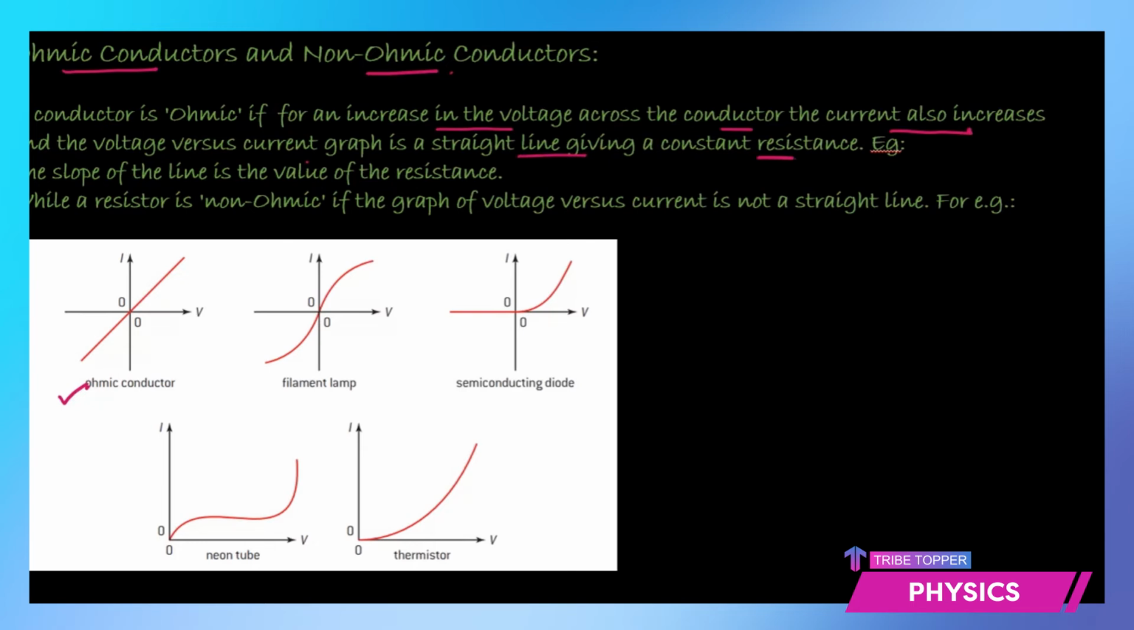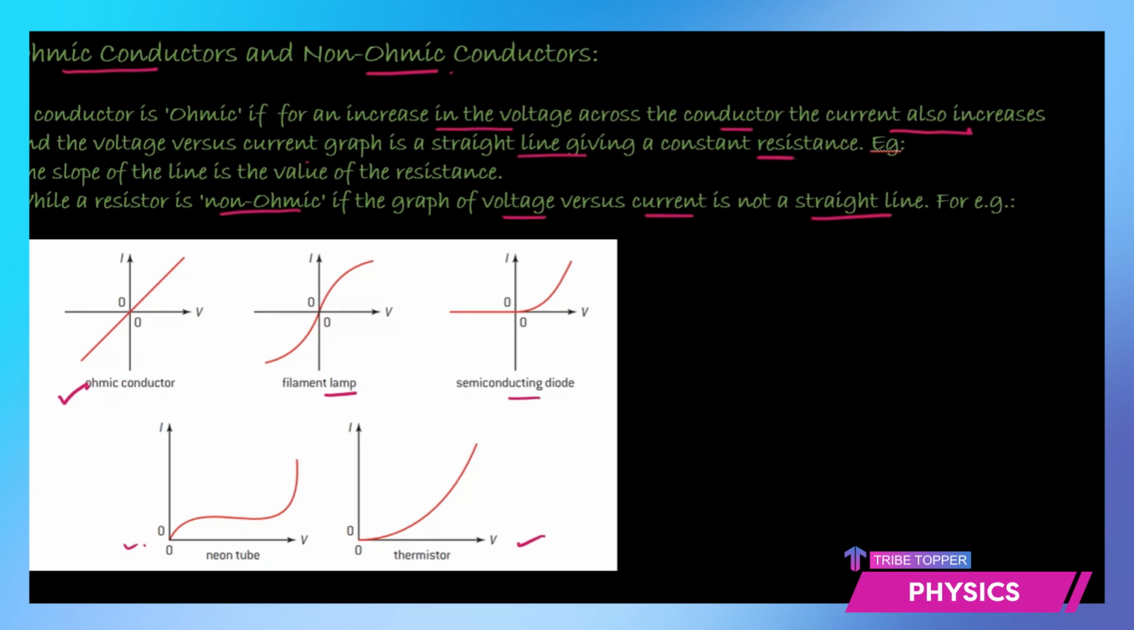But in case of a filament lamp, if you see here, this is a curve, right? In another case, a semiconducting diode, again it's a curve. There is no other graph which is indicating a straight line. So those resistors are known as non-ohmic resistors. That means if the graph of the voltage versus current is not a straight line, then that is a non-ohmic conductor. Examples are the filament lamp, semiconducting diodes, neon tubes and thermistors, because in these cases the temperature does not remain constant, and so the variation of the current and voltage has a very different relationship compared to a metallic, ohmic conductor.